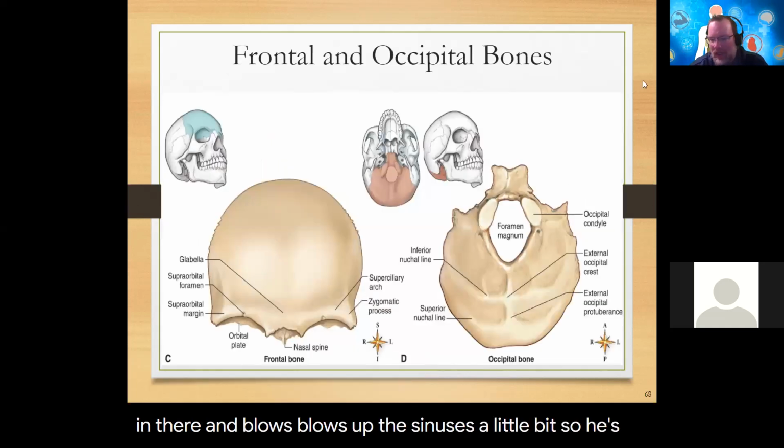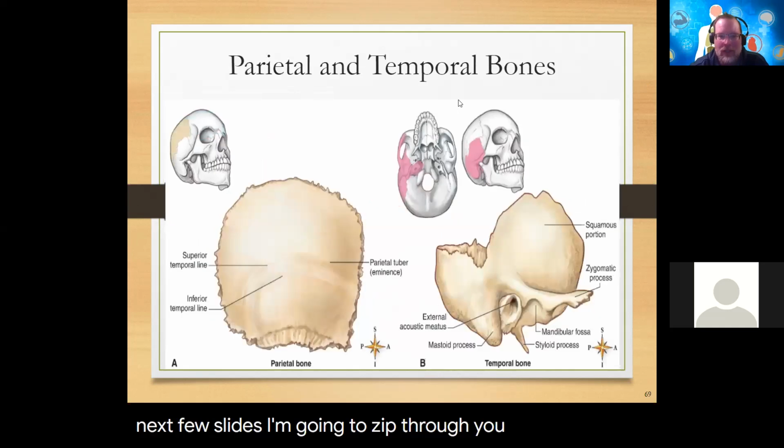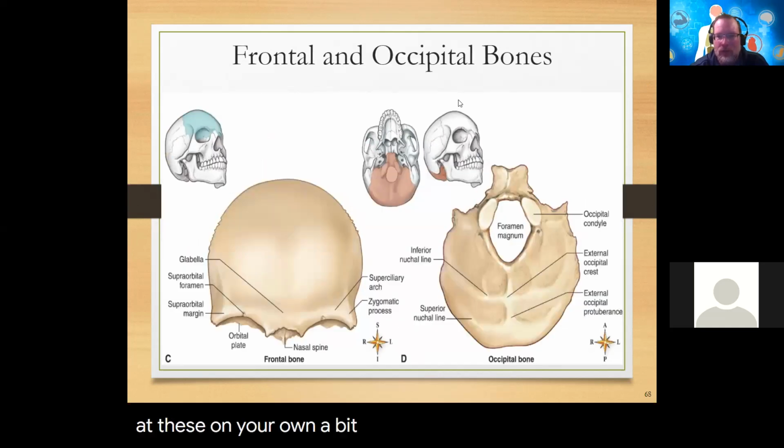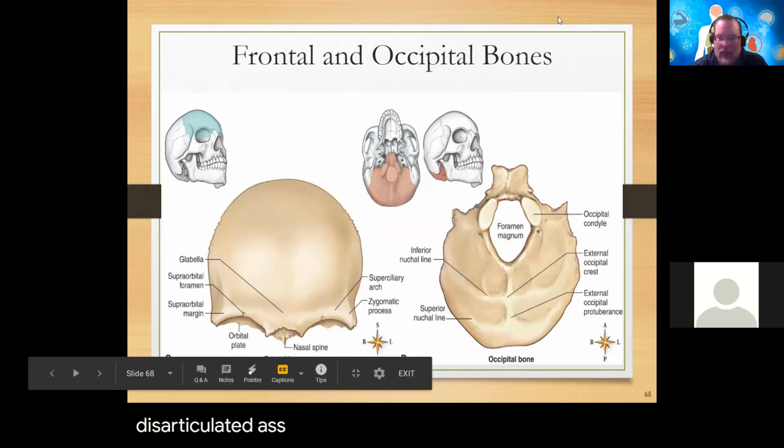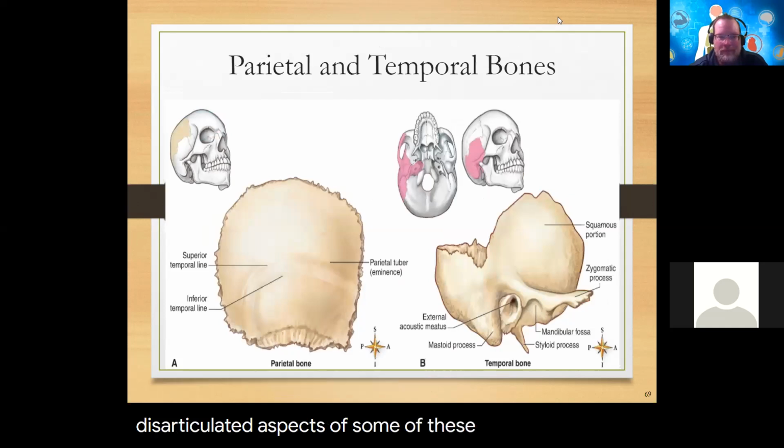These next few slides, I'm going to zip through. You can look at these on your own, but they go through the disarticulated aspects of some of these. We pulled them apart, and now you can see them. And you can see that zygomatic process. Here's a good view. You can see that tunnel I was telling you about, where the muscle of the temporal bone comes through and attaches onto the mandible.